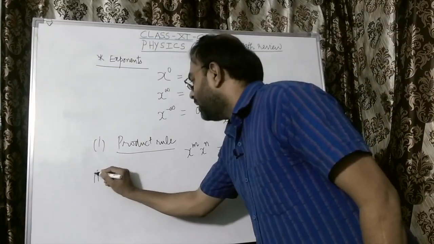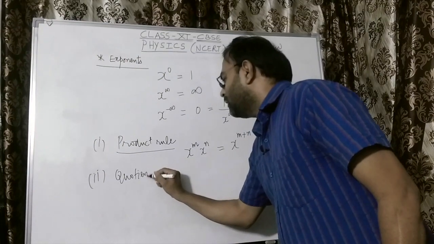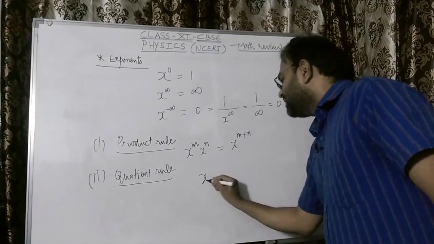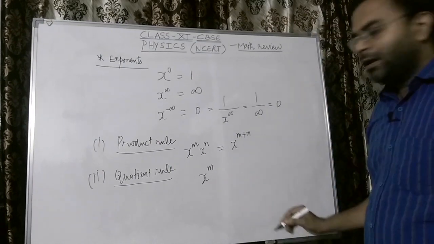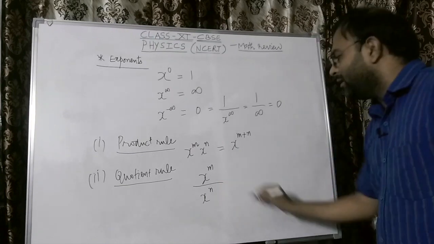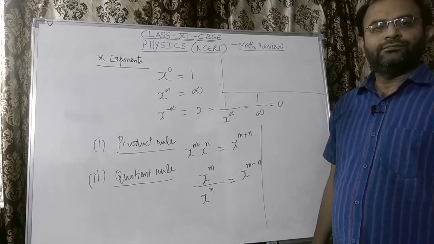There is something called a quotient rule in exponents. What is this quotient rule? Quotient rule is nothing but a base number x raised to the power m over the same base number x raised to the power n is nothing but the base number x raised to m minus n.